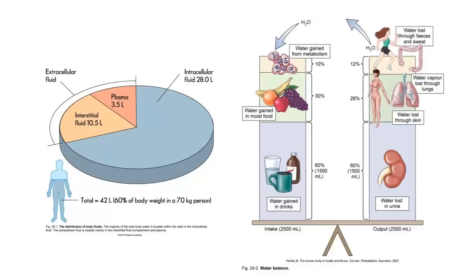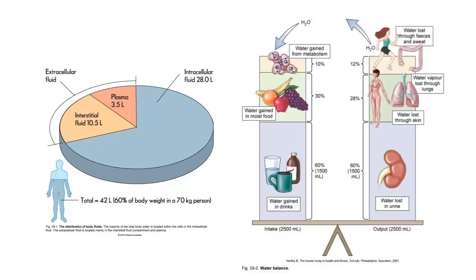So you'll notice on the diagram on the left, which is our pie chart, the extracellular fluid, that is all the fluid that is outside of cells, includes the interstitial fluid and the plasma. There's about 3.5 litres worth of plasma and about 10.5 litres worth of interstitial fluid. Whereas the fluid that is inside our cells, that intracellular fluid, makes up about 28 litres worth of fluid. And of course the fluid is moving between these spaces all the time.